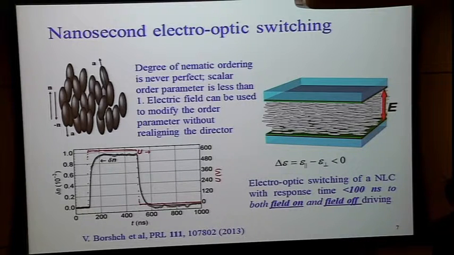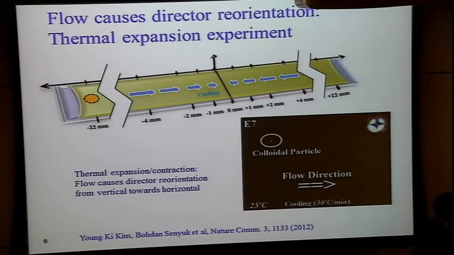And when you apply an electric field, you force the molecules to be more parallel to the director. And that creates an optical response. And as you might see here, the optical response is very fast. This scale is in nanoseconds, so it takes about 10 nanoseconds to create a rather substantial optical response.